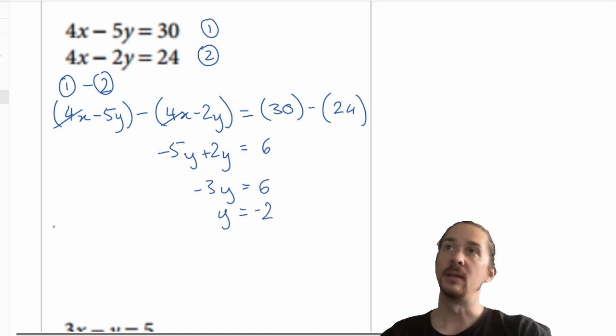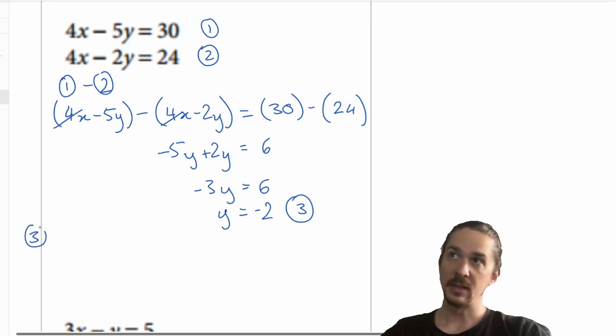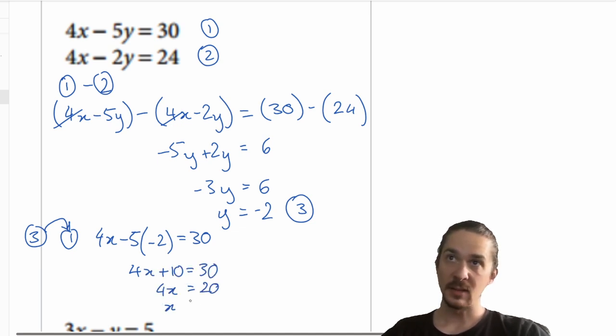Now let's sub it back in. So just real quickly, I'm going to call this equation 3, and I'm going to say, let's take equation 3 and sub it into equation 1. So that's going to say 4x minus 5 times negative 2 equals 30, which becomes 4x plus 10 equals 30. So 4x equals 20 and x equals 5.